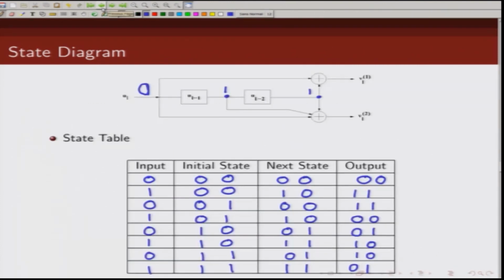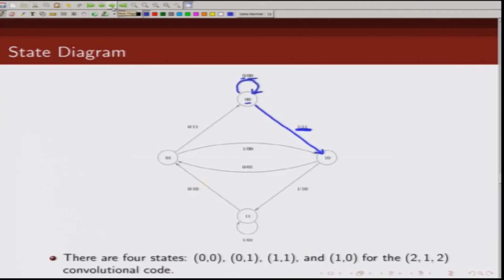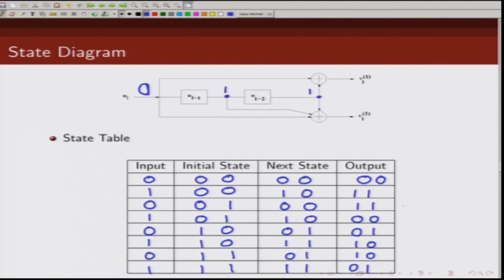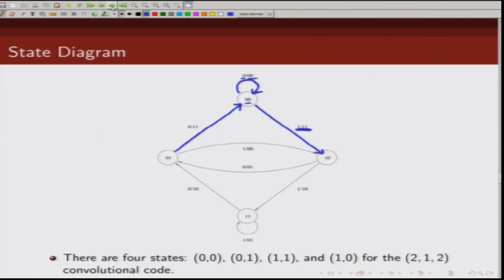So, if the initial state is 0 1, and you get a 0, you move to 0 0 state and output is 1 1. So, if you are in initial state 0 1, you receive a 0, you go back to 0 0 state and output is 1 1. So, this is taken care of. If you are in initial state 0 1, you receive a 1, you move to 1 0 state and output is 0 0. You are in 0 1, you receive a 1, you move to state 1 0, input is 1, output is 0 0.